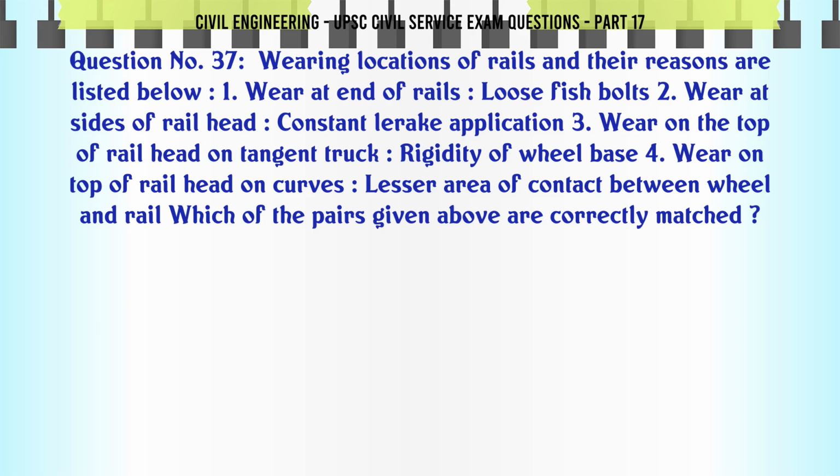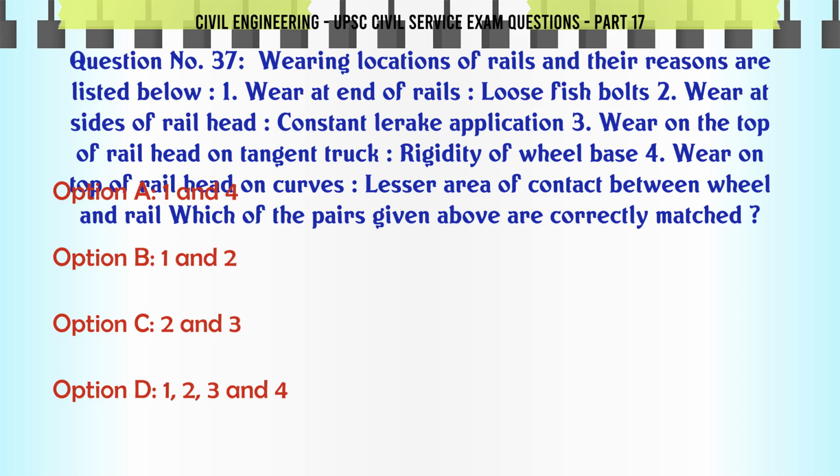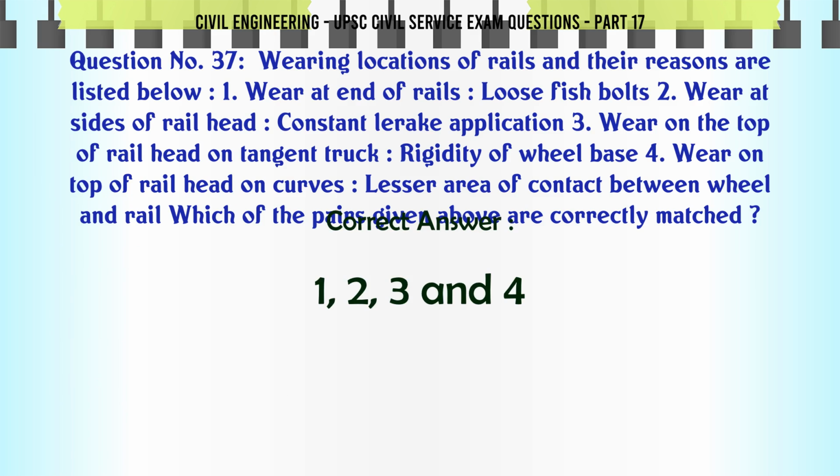Wearing locations of rails and their reasons are listed below. 1. Wear at end of rails: loose fish bolts. 2. Wear at sides of rail head: constant brake application. 3. Wear on the top of rail head on tangent track: rigidity of wheel base. 4. Wear on top of rail head on curves: lesser area of contact between wheel and rail. Which of the pairs given above are correctly matched? A. 1 and 4. B. 1 and 2. C. 2 and 3. D. 1, 2, 3 and 4. The correct answer is 1, 2, 3 and 4.